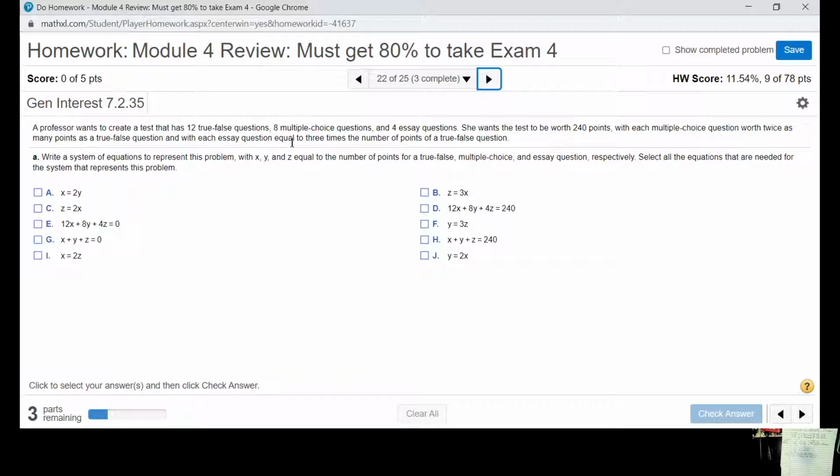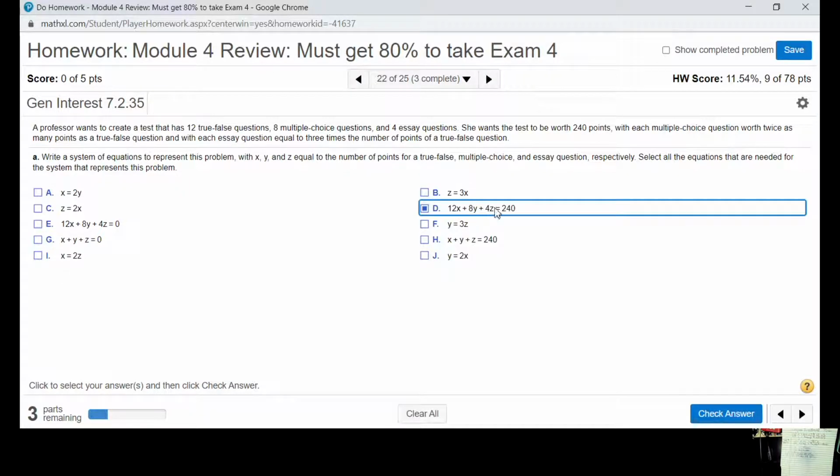All right, so let's first of all hunt quickly for something that says 240. So it's one of these, D or H. Okay, so H just has the X, Y, Z adding up to 240. But remember in this one, X, Y, and Z are the point values for that type of question. So that's like if you just had one of each type of question, getting 240 points. So that's not it, it's this one. X is the point value for a true false question, and there are 12 true false questions. So 12X would be the points you get for those 12 true false questions and so on. So it's answer D.